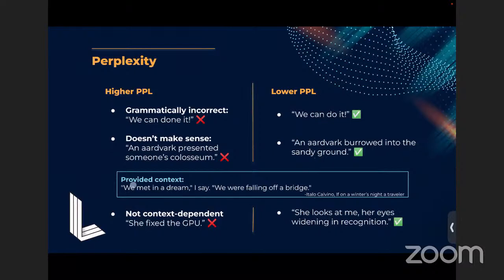And so in the PG-19 test, there was context provided. So here, for example, if the context was, we met in a dream, I say, we were falling off a bridge, then this sentence, she fixed the GPU, like these words would all have higher perplexity because it's not related to the context. Whereas this sentence, she looks at me, her eyes widening in recognition, would have a lower perplexity because it's related to the context.